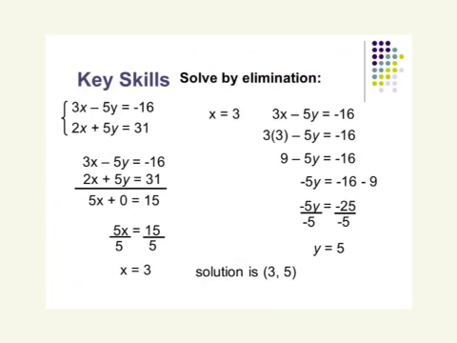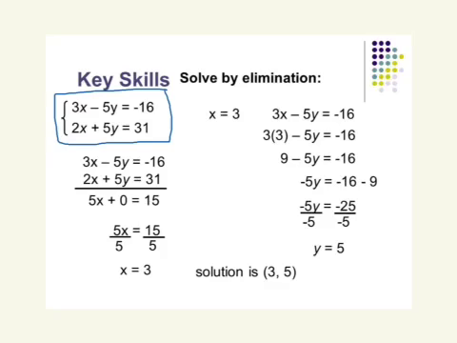Now that we have the steps down, let's go ahead and complete an example. Let's solve this example by the elimination method. So as you can see, we have the example of 3x minus 5y equals negative 16, and 2x plus 5y equals 31. So to solve this by the elimination method, we're going to go ahead and look to see if we need to do step 1.